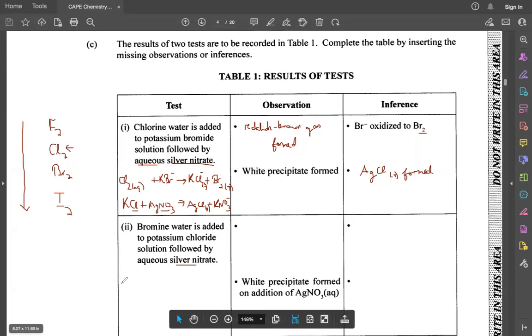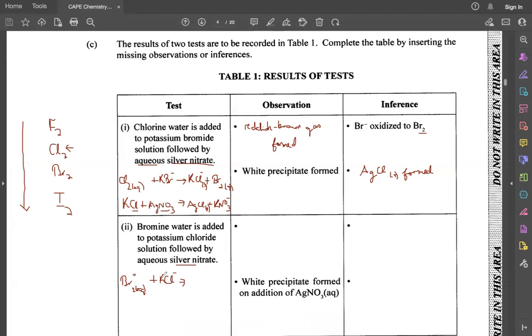So in this case, the reaction is this. We have our bromine water, so Br2 aqueous, and we're taking that and we're adding that to KCl, so that's potassium chloride, right? And then we're going to get, well, what are we going to get? Well, that's the interesting thing, right? So look at this reactivity series now.